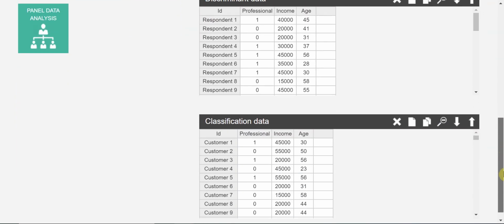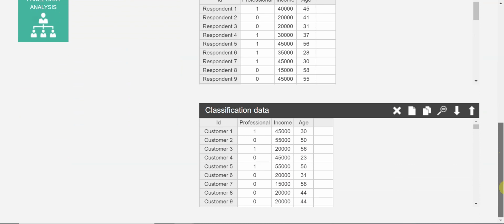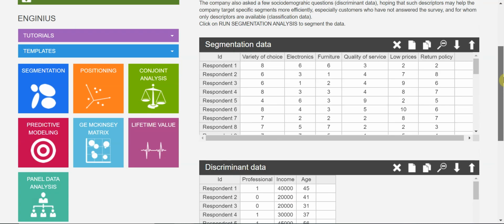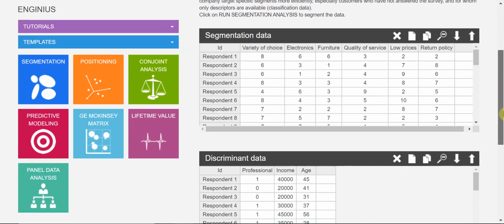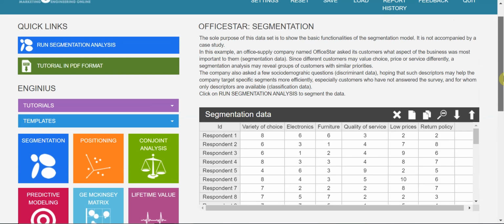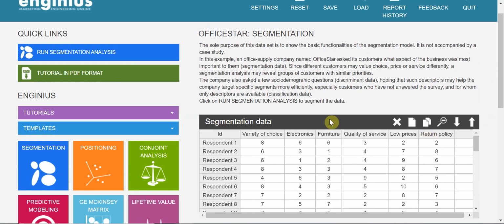There's one more data set, classification data, but I will skip this time. I may have another session to explain this later. Okay, let's work on the 2 data sets, segmentation data and discriminant data. First, segmentation data.